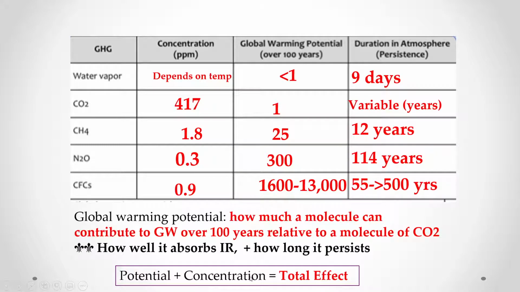So potential and concentration then gives us the total effect. Because the concentration of these is lower, we don't have a huge total effect from these, right? CFCs are not huge. So if CFCs were as high as CO2, we'd all be dead.